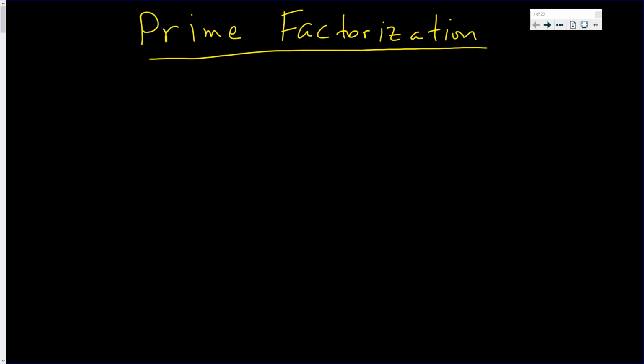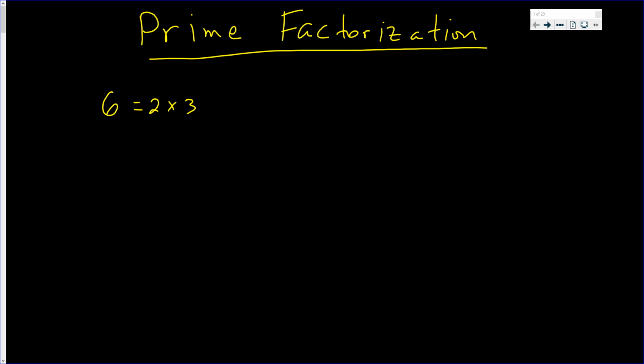In this section, we're going to talk about prime factorization. What that means is, given a number like 6, you want to write 6 as a product, but the factors have to be prime numbers. So the prime factorization of 6 is 2 times 3.